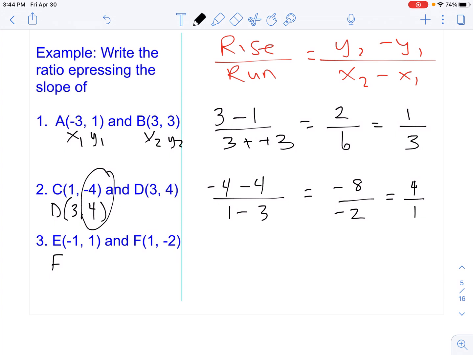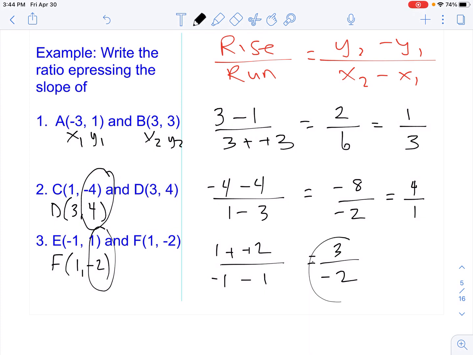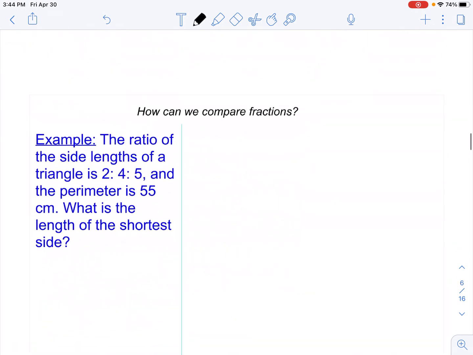You can try the last one. Now's a good time to pause the video, try this one on your own, and then check your work. Got 3 over negative 2. And notice I'm always leaving my answer as a fraction, not writing it as a decimal, not negative 1.5, because I want to leave it as a ratio, a fraction.